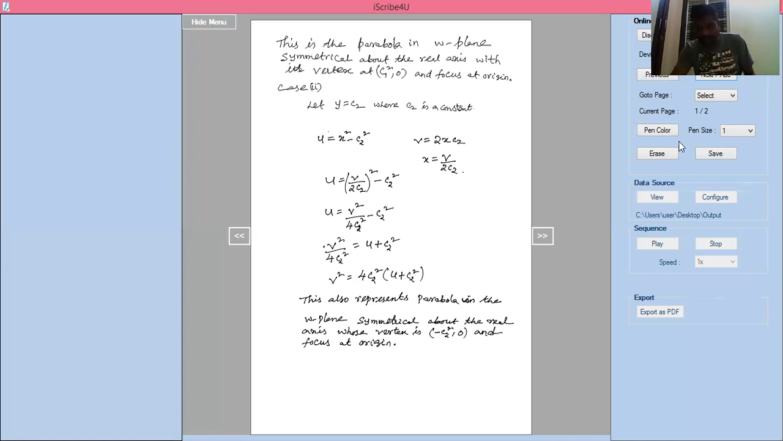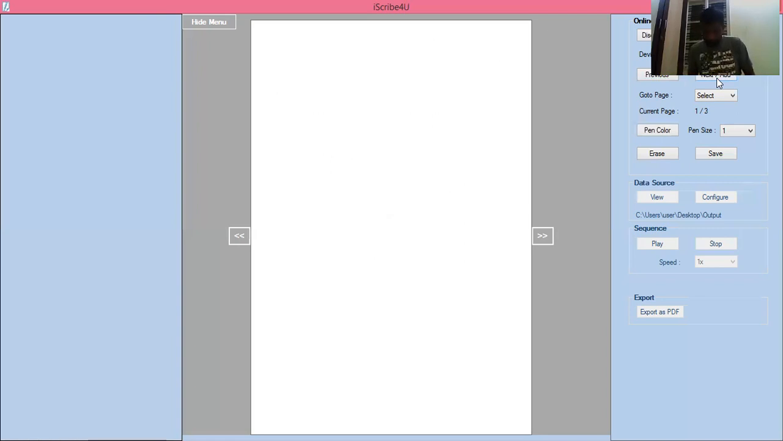I'll write that in the next sheet. First we draw the x-axis and y-axis. First I will take the z plane, sorry, I first write it as the z plane, and this one should be the W plane. The z plane and the W plane.